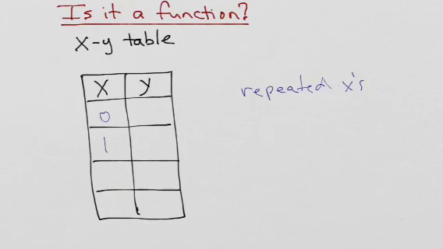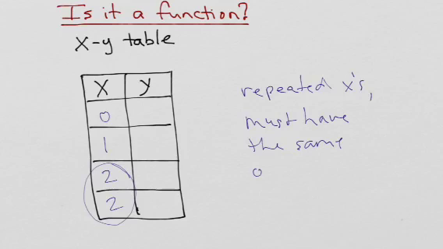But if we did have a repeated x, like right here, repeated x's must have the same output answer. That means if they're both the same answer, everything's still fine. And again, these ones over here didn't matter. They weren't repeated x's. So if they're the same, it's fine. The only time it's bad is if those are different. If you have repeated x's with different answers, that's bad.